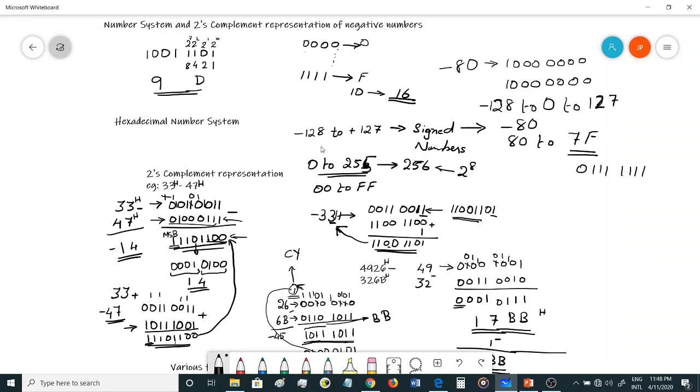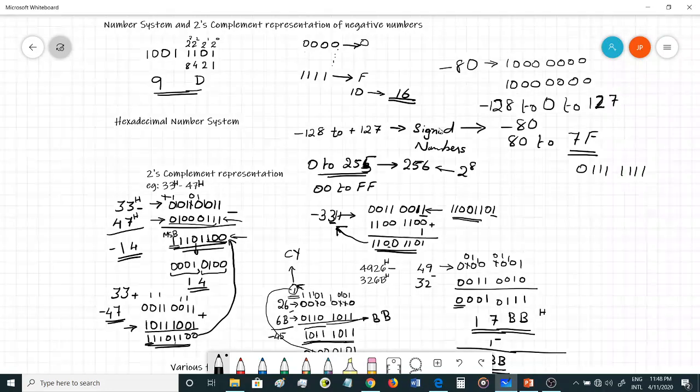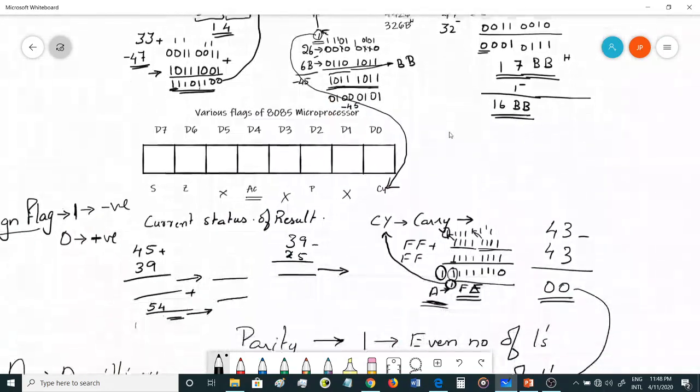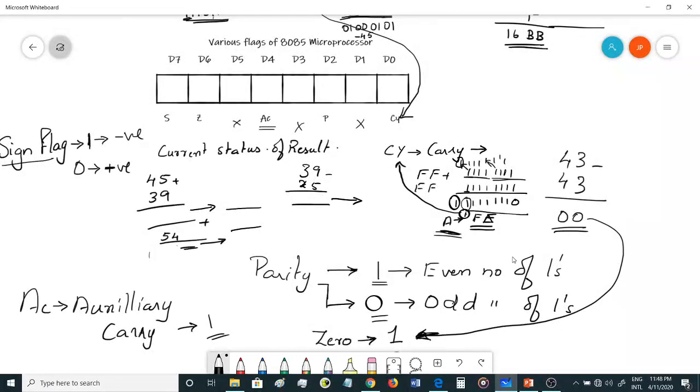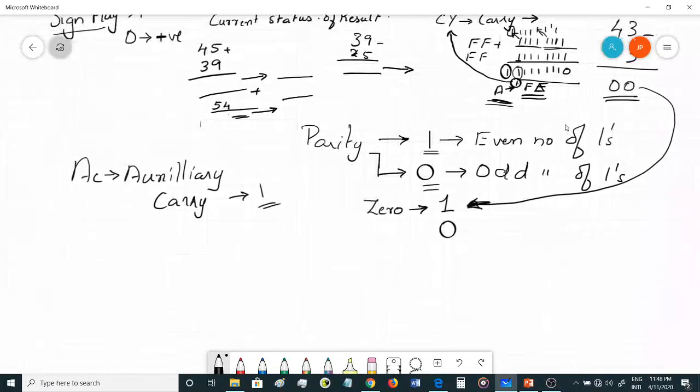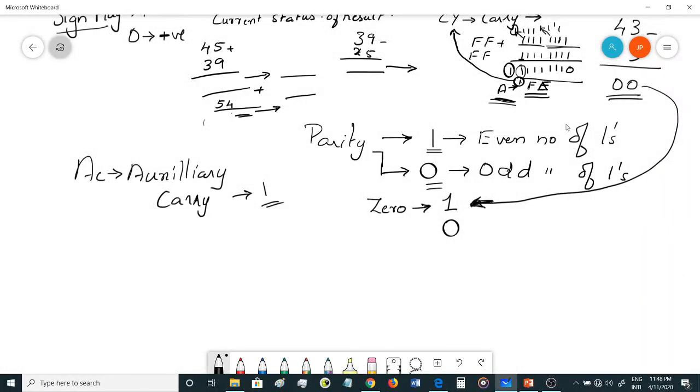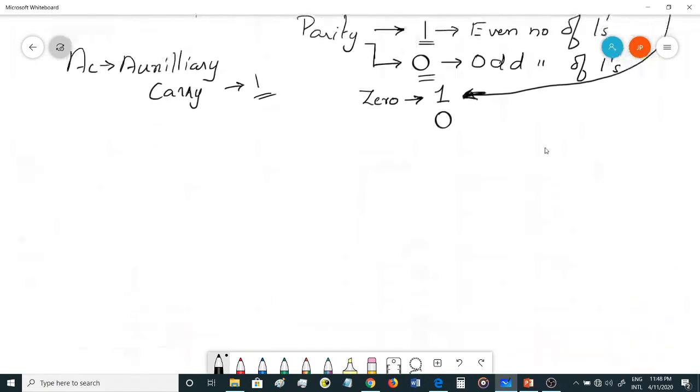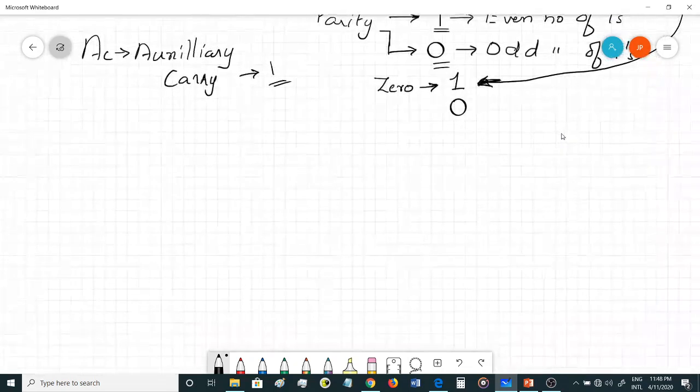Now this is the major flaw of the 8085 microprocessor when it created its flag registers. We already discussed that the sign flag is going to copy the MSB of the result. We also discussed that the MSB of a result is what indicates whether the number is positive or negative.